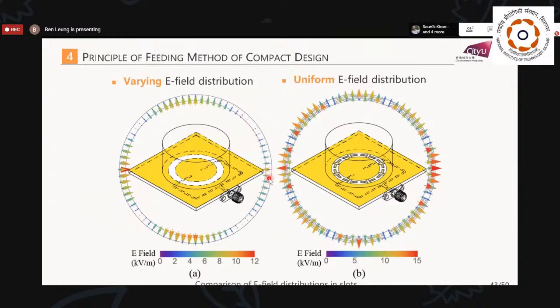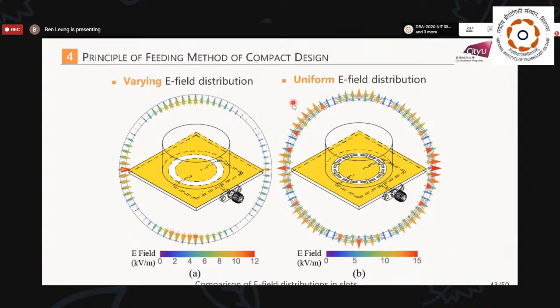Okay, now without the inductive structure, a simple annular slot will excite HEM11δ mode, which is a broadside mode. Now, if we plot the electric field along the annular slot, we will find that the E field is not uniform across the slot, which is well known for the HEM11δ mode.